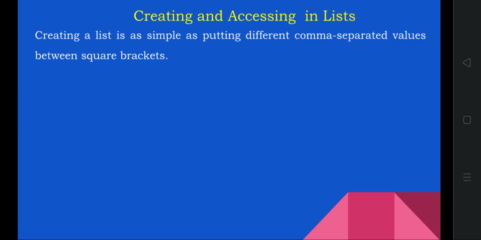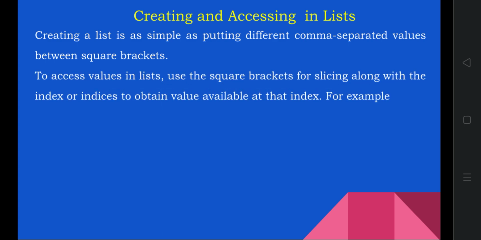Let us see first of all how to create a list. Creating a list is as simple as putting different comma separated values between square brackets. That means you just assign a variable on the left hand side, and on the right hand side, enclosed square brackets within which we have values separated by commas.